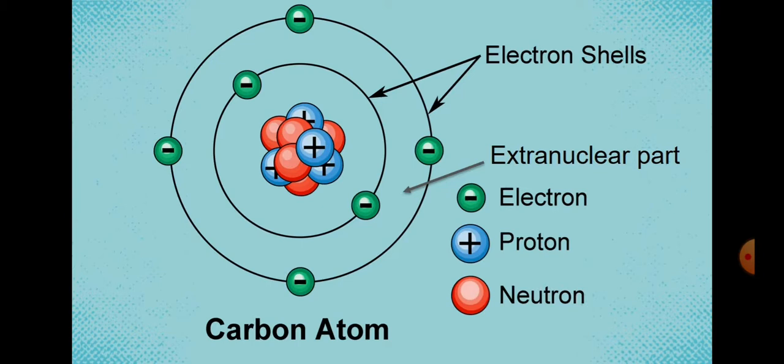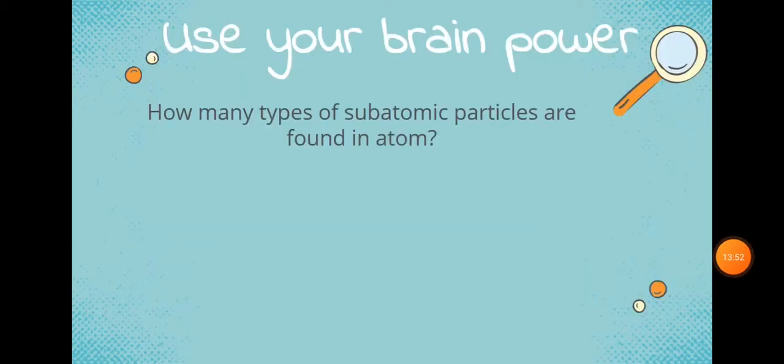Then next you can see electrons, right? The green color balls are nothing but electrons, and they have a negative sign. Why do they have a negative sign? Because they are negatively charged particles. And then you can see some space between the first electron shell and the second electron shell. Here only two shells are shown. They can also be called orbits or shells. And the space which you see between the first shell and the second shell is called the extra nuclear part of an atom.